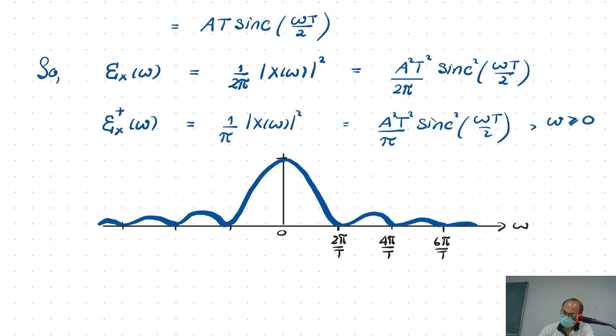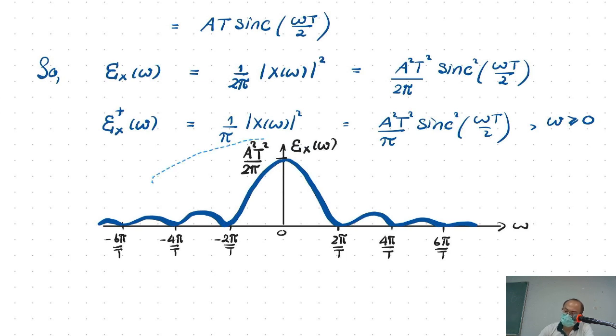And notice that this is an even function, right? This is an even function. And this is minus 2 pi over T, minus 4 pi over T, minus 6 pi over T. Okay, and the maximum value occurs at omega equal to 0, and that is A squared T squared over 2 pi. And this is the both-sided ESD.